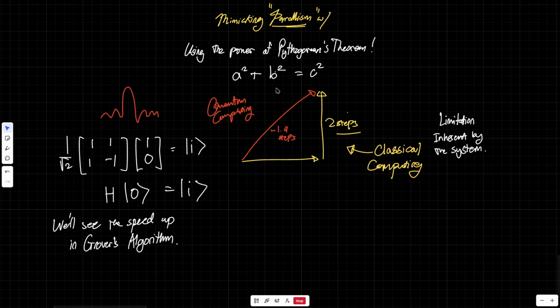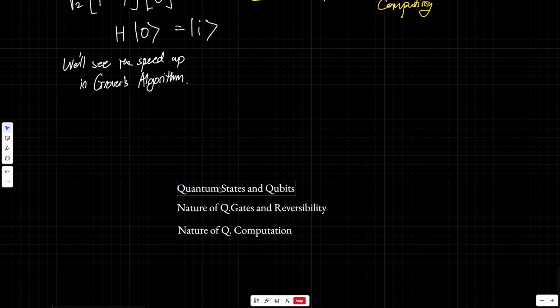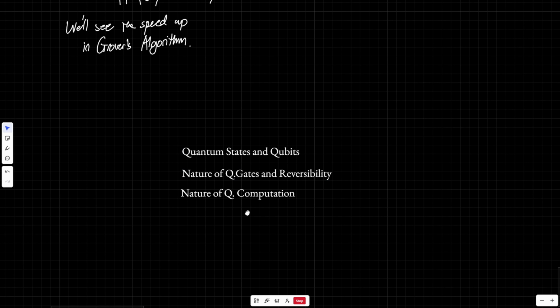Coming up in this series, we're going to explore some key topics that can help you understand at least a surface level detail of quantum computing. These are going to be quantum states and qubits, the nature of quantum gates and reversibility, and the nature of quantum computation. That's for our big picture. Next, we'll see why reversibility matters and how it helps us prepare for quantum logic.